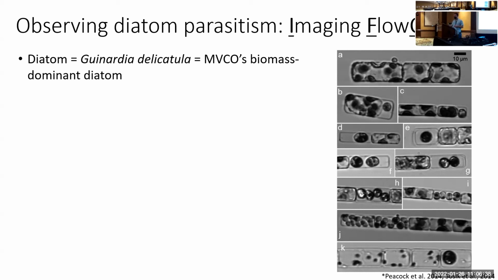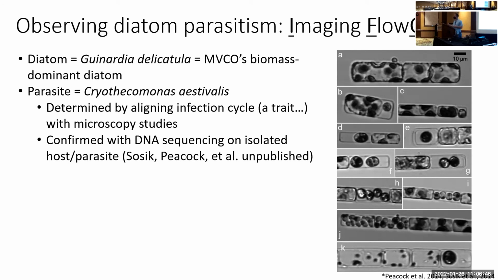By lining up this infection cycle, which you can see across these various images, with previous microscopy studies, they were able to identify this parasite as a cercozoan called Cryothecomonas aestivalis. That was later confirmed with DNA sequencing on an isolated host-parasite system. So this is a nice model system we can use to begin to study infection dynamics.